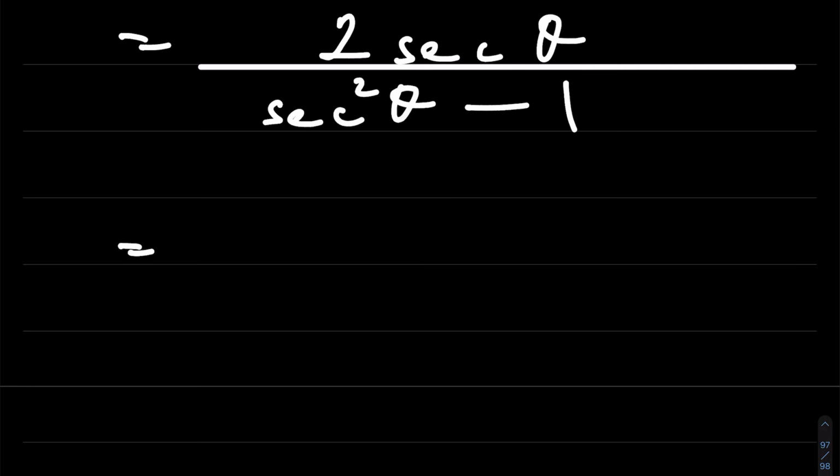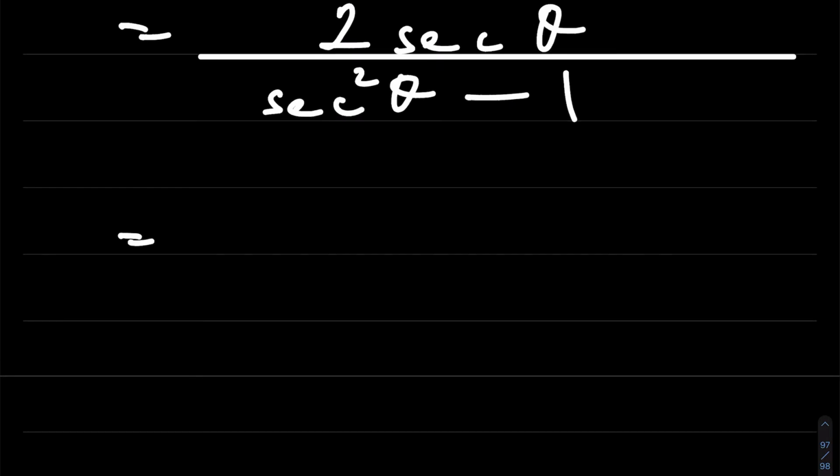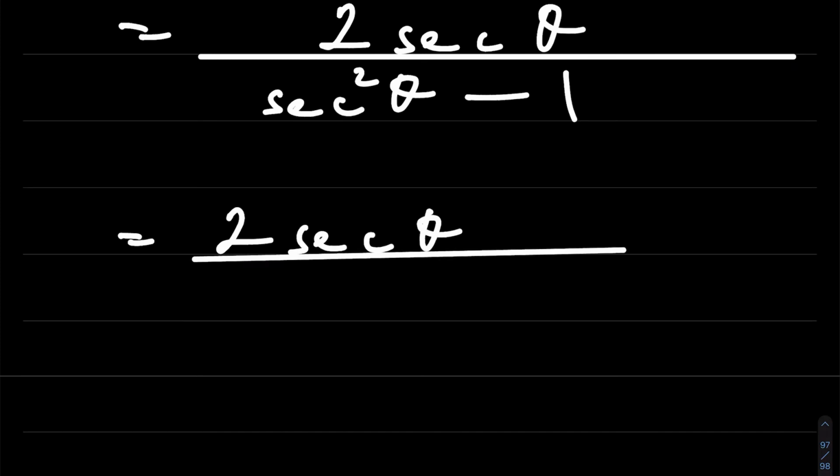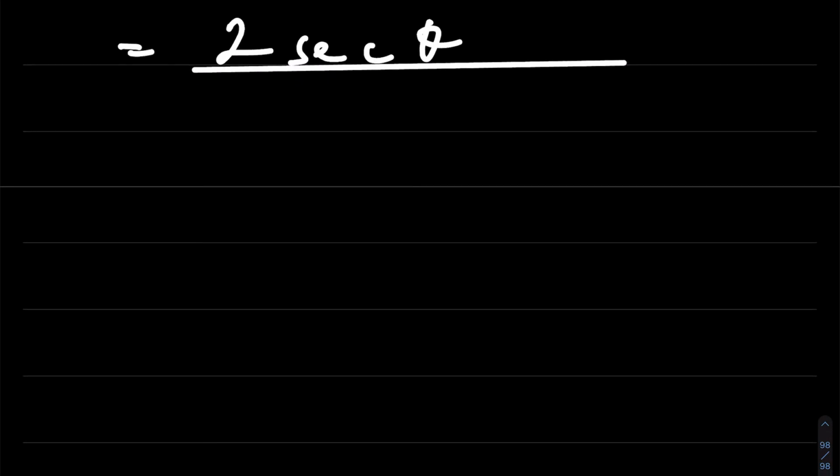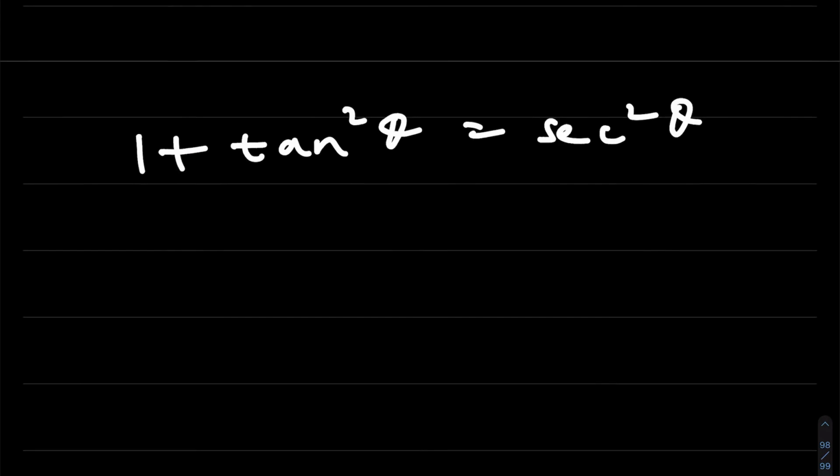Okay, we should show that it is equal to 2 cos theta cosec squared theta. And that denominator can be written as sec squared theta plus 1. We remember that 1 plus tan squared theta equals sec squared theta. How did I get that?